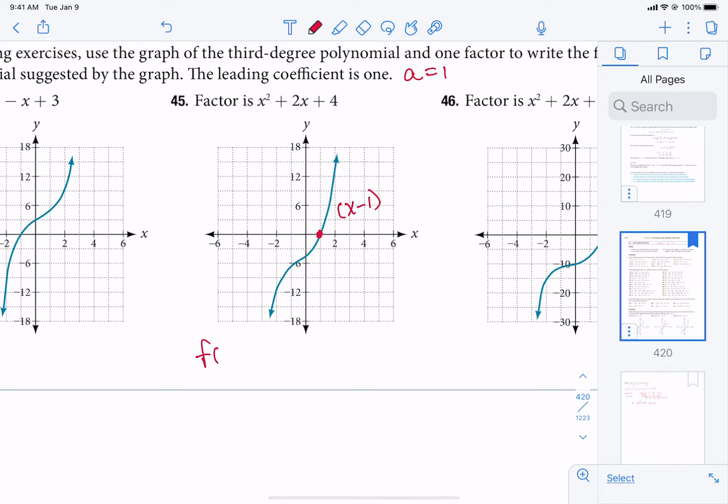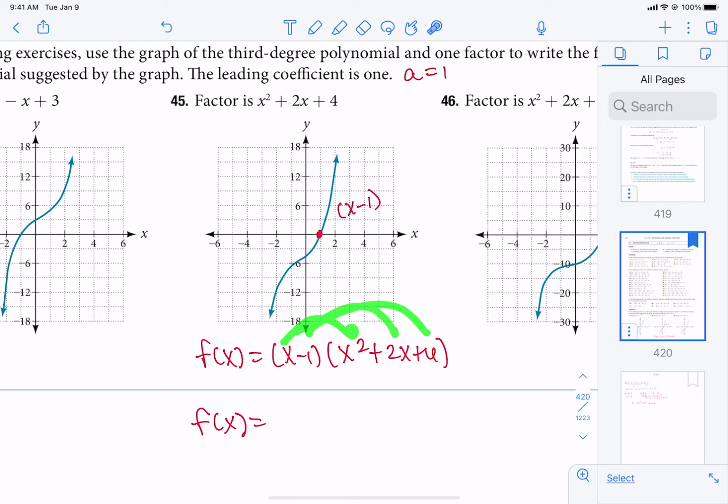So we know that x minus 1 and x squared plus 2x plus 4, the one they gave us, are both factors of that polynomial. So if we multiply them together, what will our lead term be? It will be an x cubed. And so all we've got to do is multiply it, and we have our answer. So let's distribute.